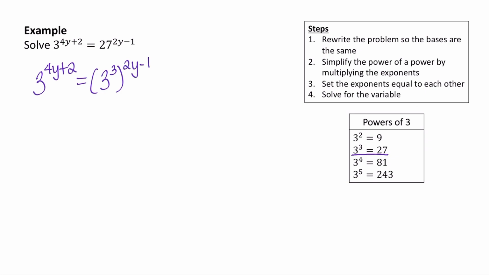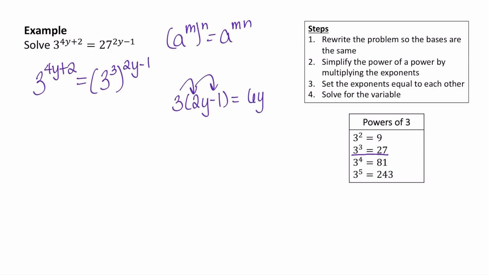Okay, so now we have this rewritten, but we need to simplify that exponent. Okay, so we have a to the m raised to the n power, so that equals a to the m times n. So I'm going to take that exponent on the right and multiply those two exponents together. When I do that, that 3 is going to distribute, so I have 6y minus 3. So this is going to become 3 to the 4y plus 2 equals 3 to the 6y minus 3.